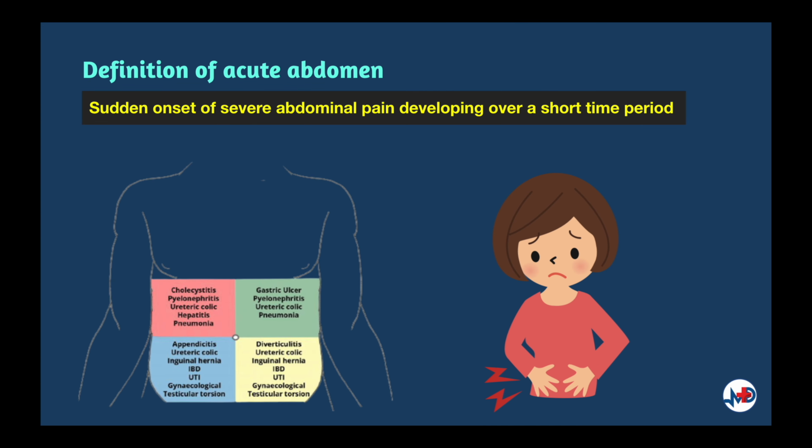First, let's look at the definition of an acute abdomen. The acute abdomen is defined as a sudden onset of severe abdominal pain developing over a short period of time. The initial assessment should attempt to determine if the patient has an acute surgical problem that requires immediate and prompt surgical intervention or urgent medical therapy.